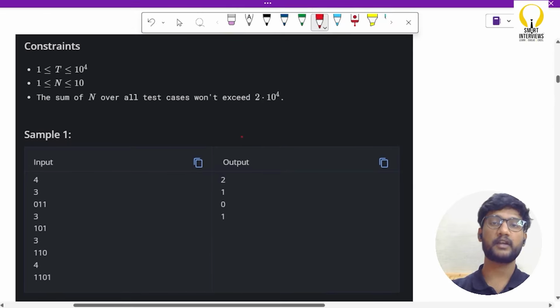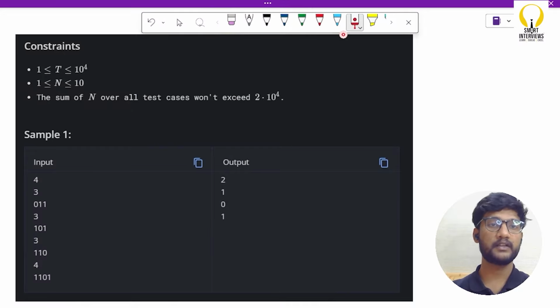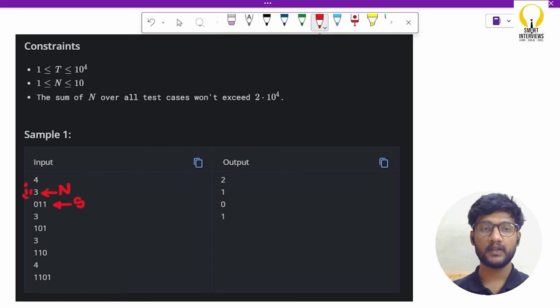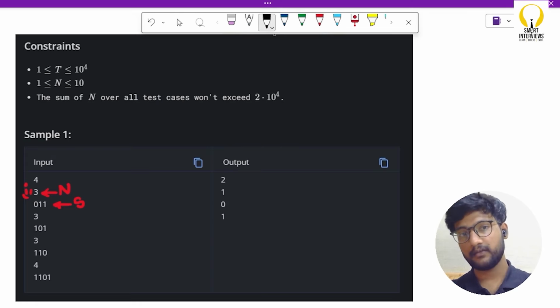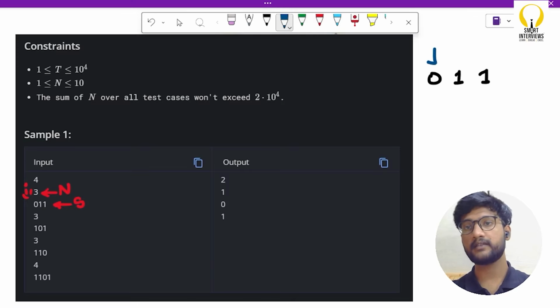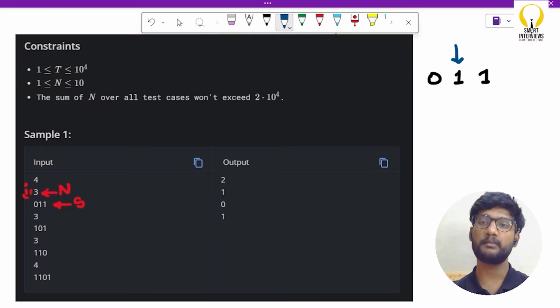And if you see, there are a few constraints. They are saying that there will be up to 10^4 test cases, and n will be between 1 and 10. So basically, there are 4 test cases, and in the first test case the length is 3, and this is your string s. Now we have 0, 1, 1. That means 0 indicates the silence period, and 1 indicates the pulse period.